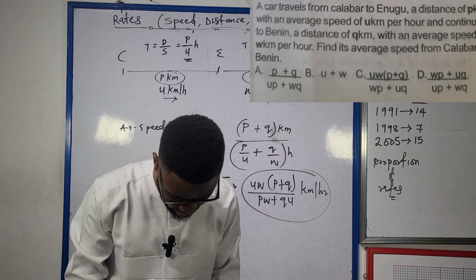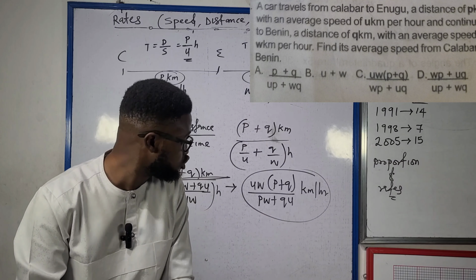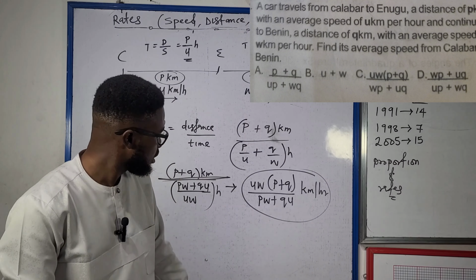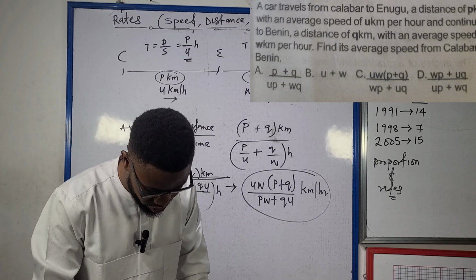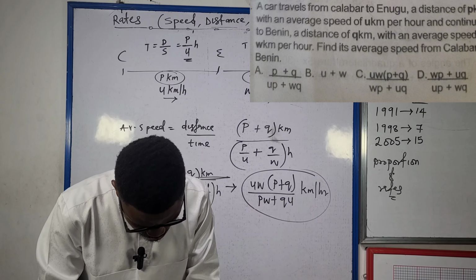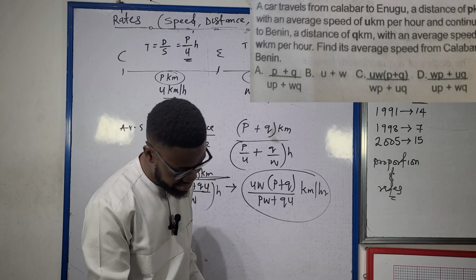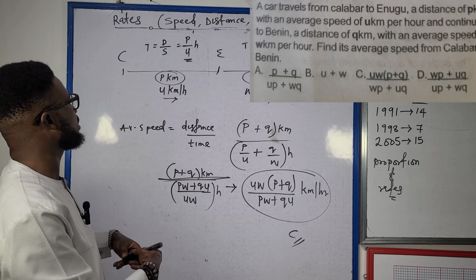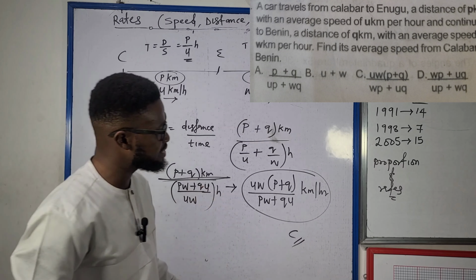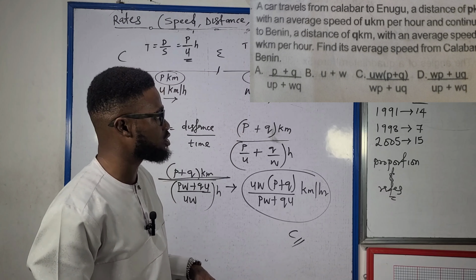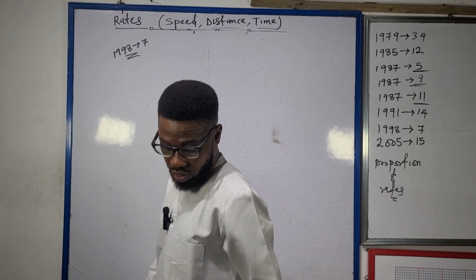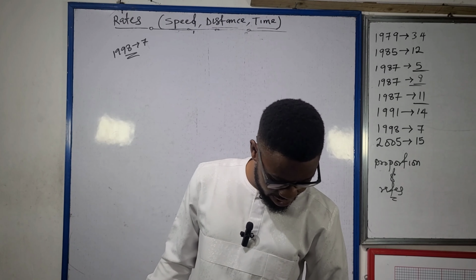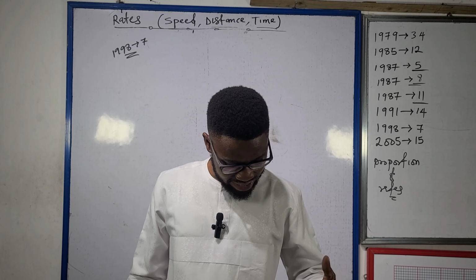If you look at the options there, you have UW, P plus Q, and then you have WP, and then you have UQ. The correct answer here is option C. So that is how it works, talking about average speed, and that ends 1991 question 14. Okay, moving on, we have another question here, 1998 question 7.